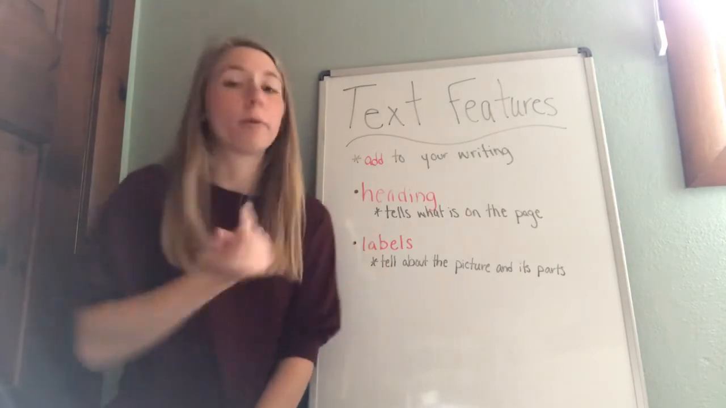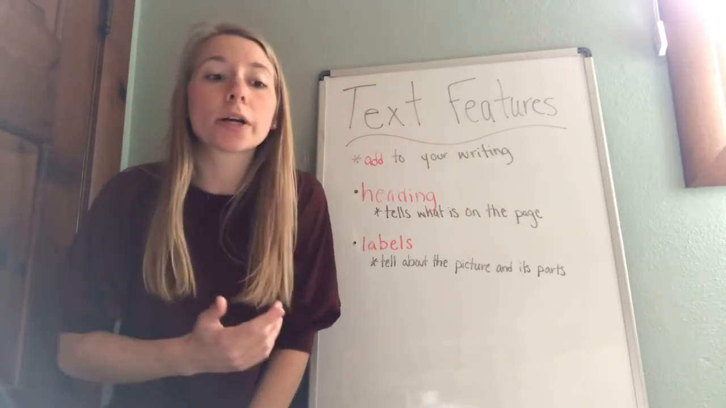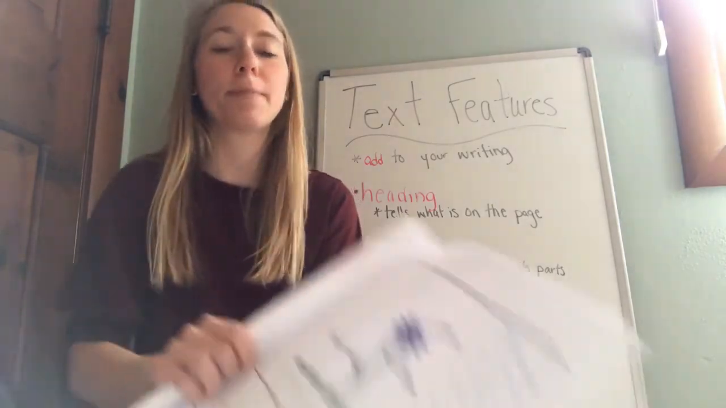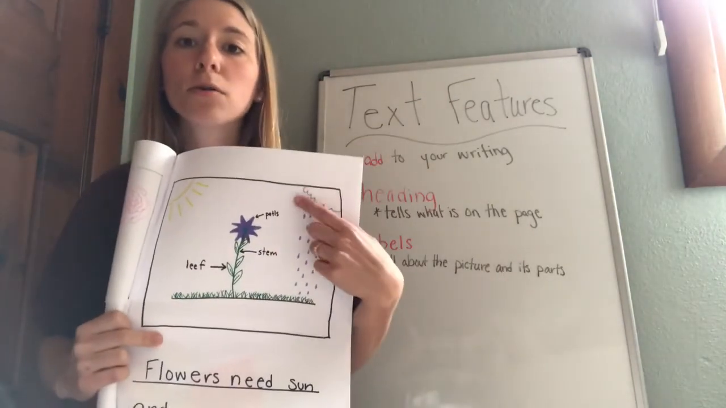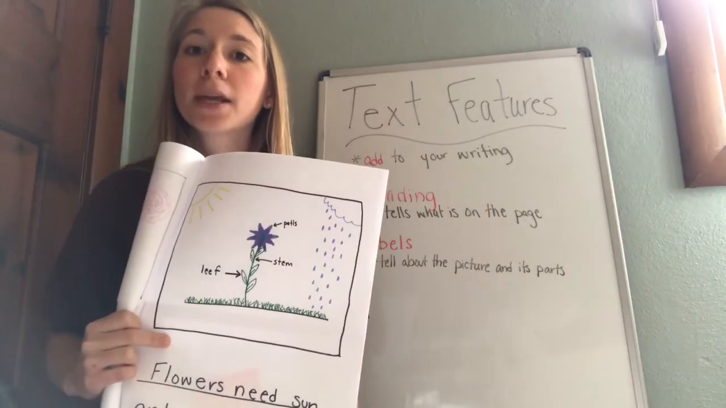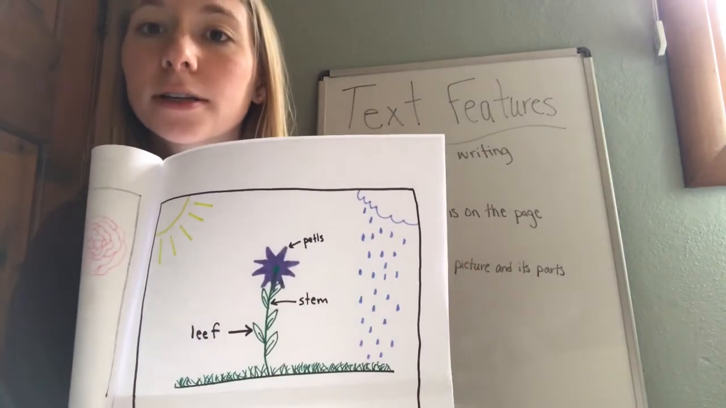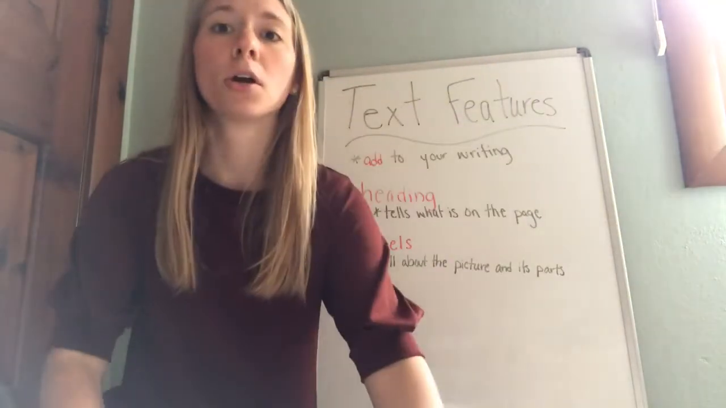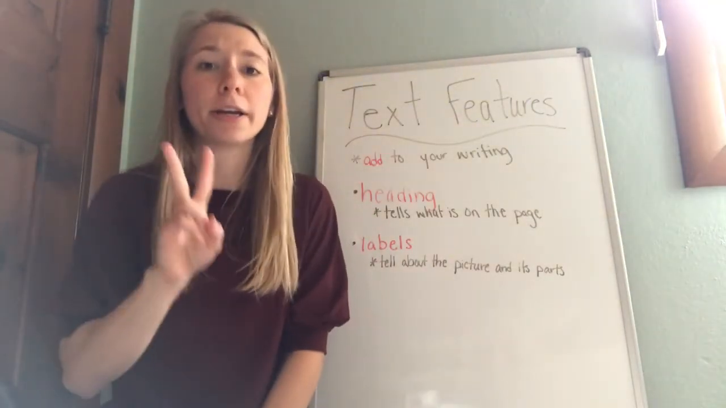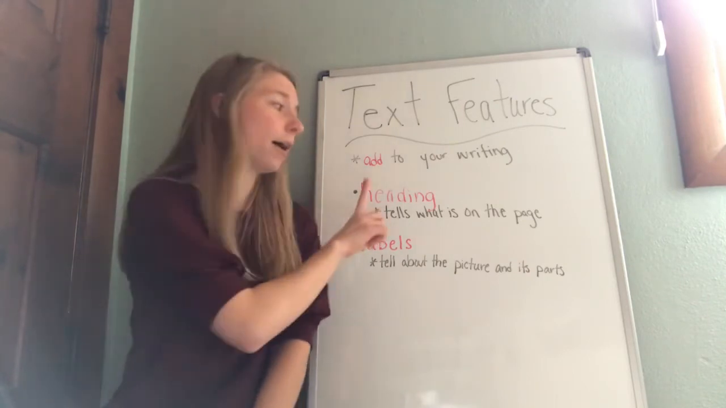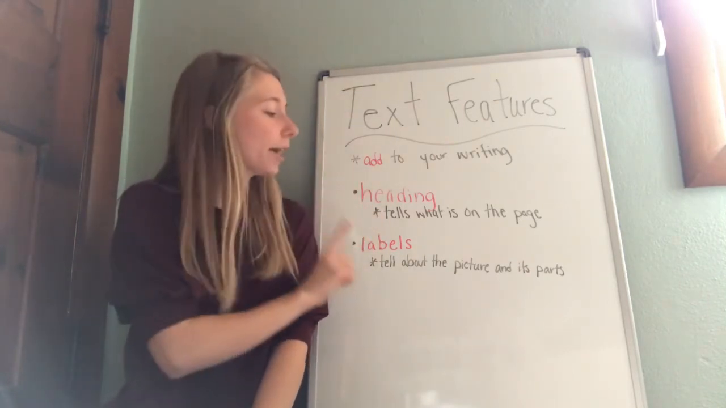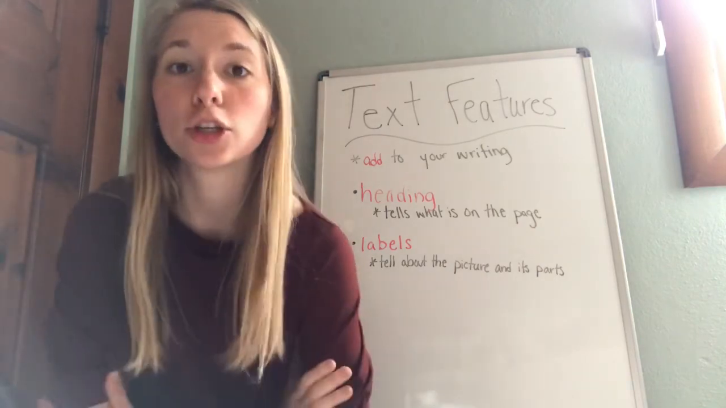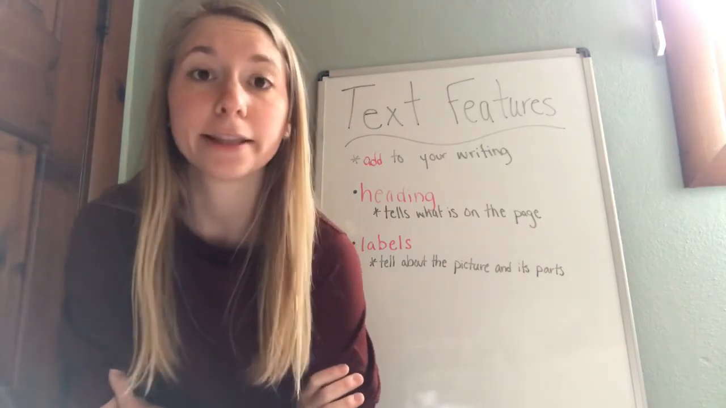The second one that we talked about today are labels. And remember, the way that we show labels on a picture is drawing an arrow to a specific part on our picture and then telling what that part of our picture is. So those are labels. So two ways we can make our informational writing better. Heading and adding labels.